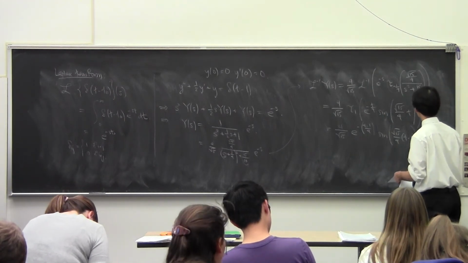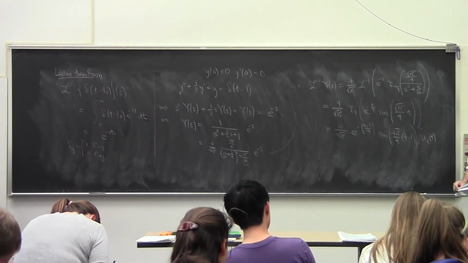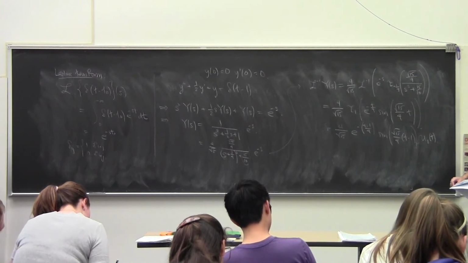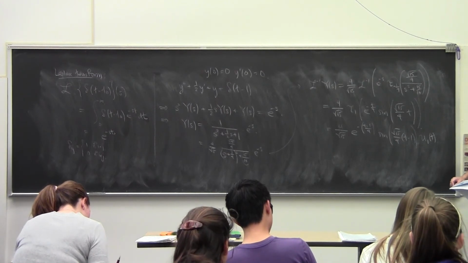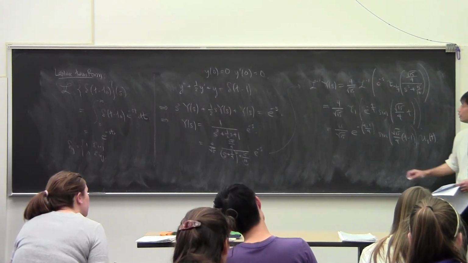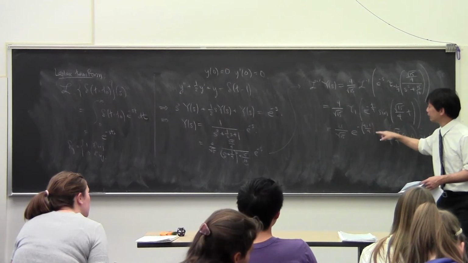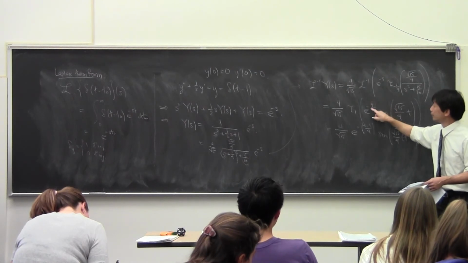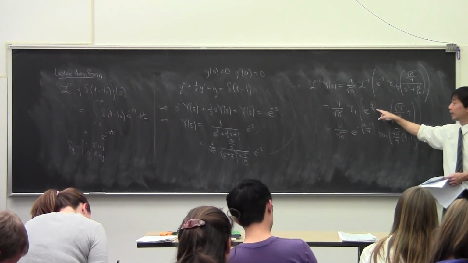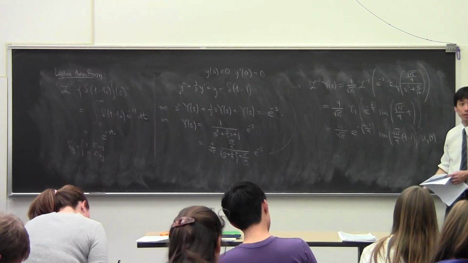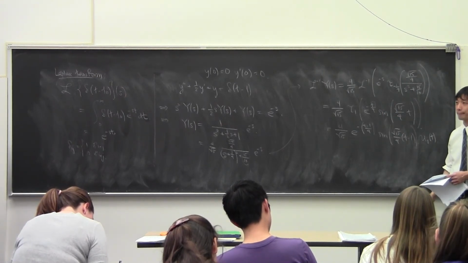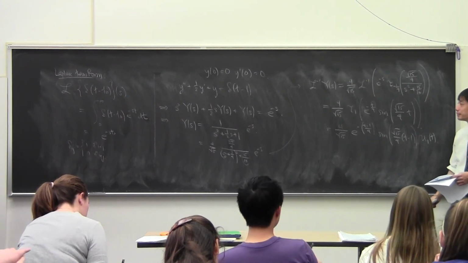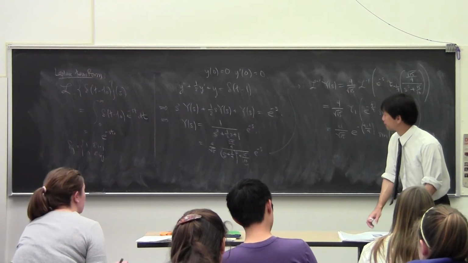Is it e to the negative (t minus 1)/4, or is it t minus 1/4? It's the negative quantity, (t minus 1)/4. Right? Because you're shifting this thing. You're shifting the variable. So this t will become t minus 1.